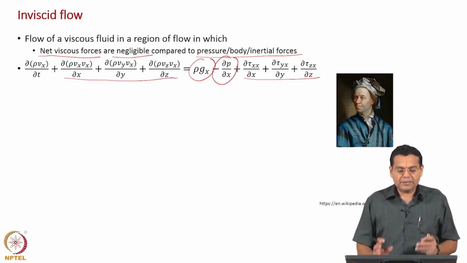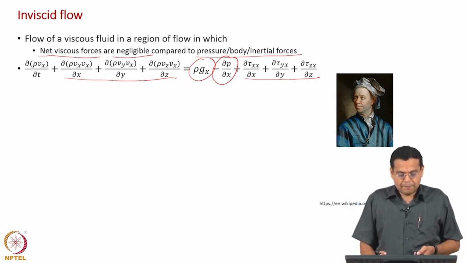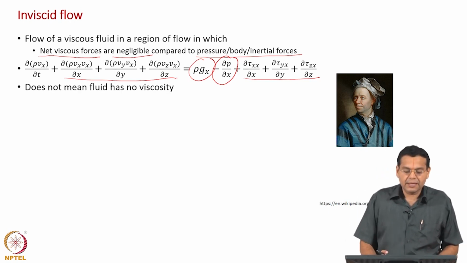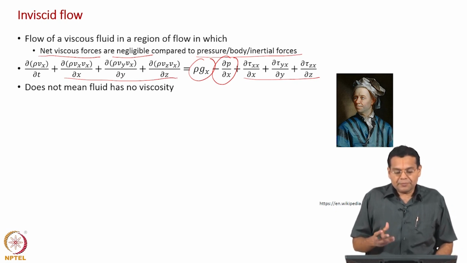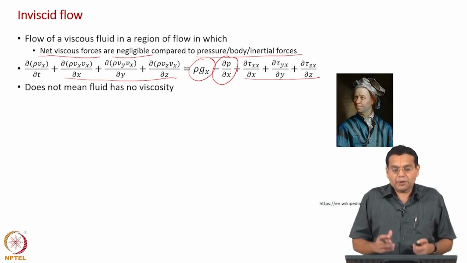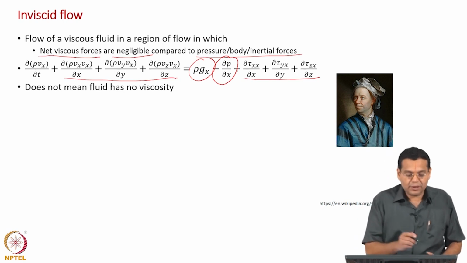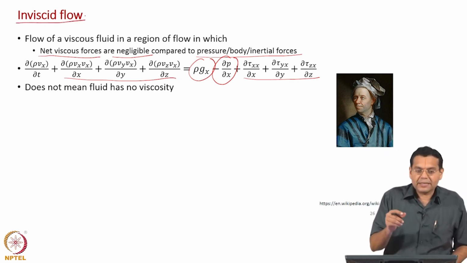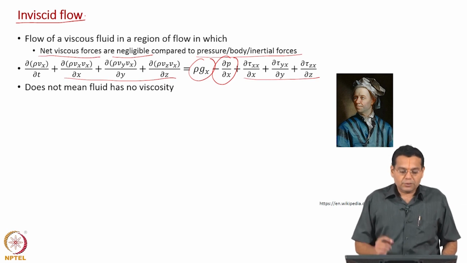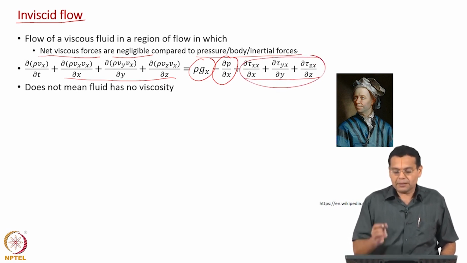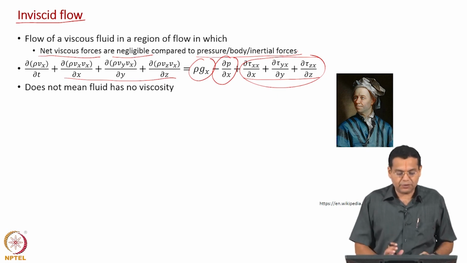Okay. So, when we say inviscid flow, it does not mean that the fluid has no viscosity, that is not the correct definition. Certainly we cannot have a fluid which has no viscosity. Viscosity is a property of a fluid, so any fluid will have a viscosity. When we say inviscid flow, look at the terminology, it tells about flow, not about the fluid. So, we say flow is inviscid when the net viscous forces are negligible compared to the pressure, body, inertial forces. That is what we mean by inviscid flow.